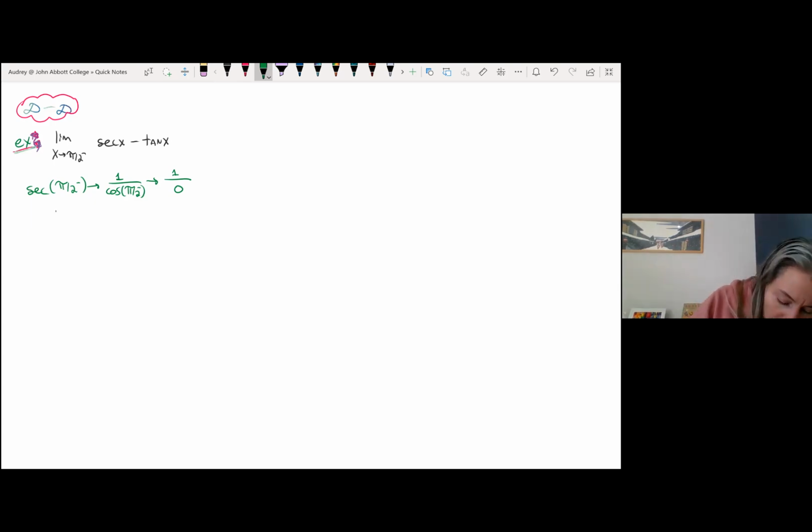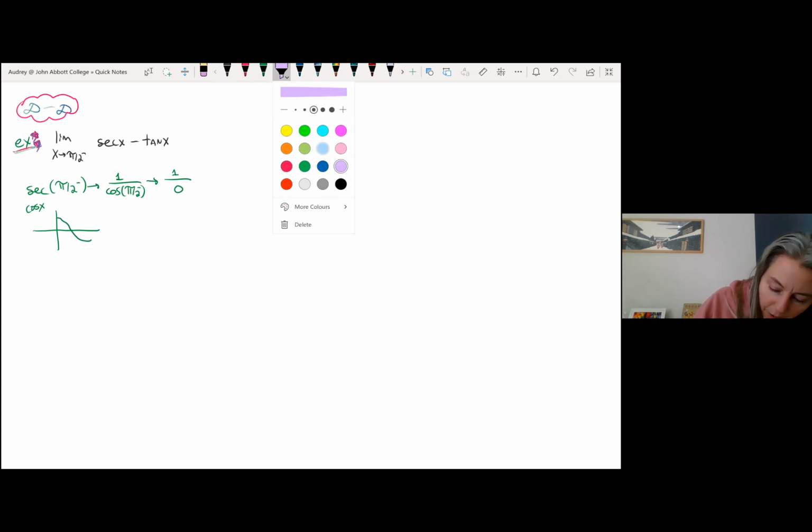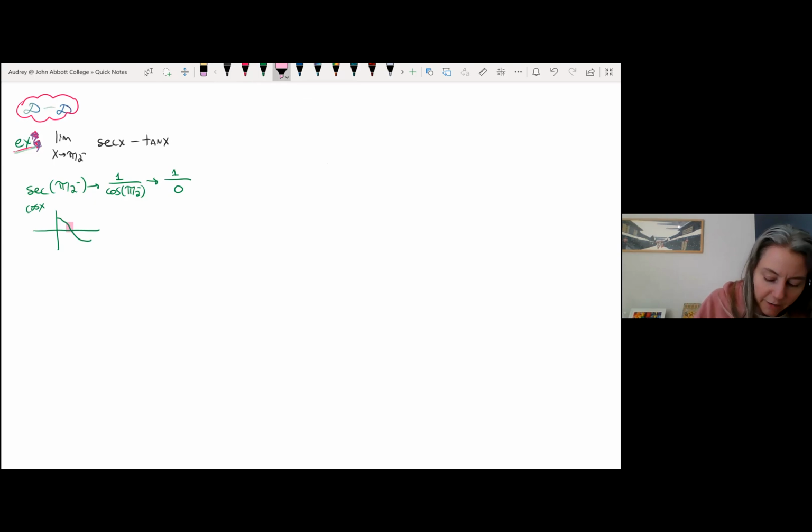So we're just going to draw a little graph of cosine here. So cosine x looks something like that. If I'm on the left side of pi over 2, as I get closer and closer to 0, my values there are positive. So this is like 1 over 0 from the right, which means that this is a positive infinity. That sign is super important. So this is positive infinity minus.